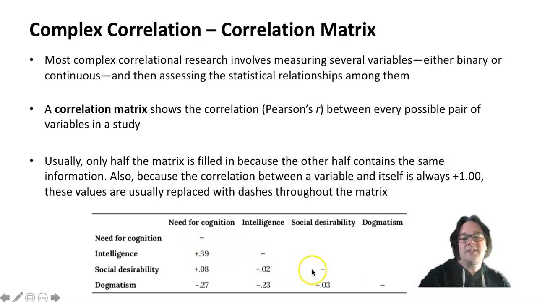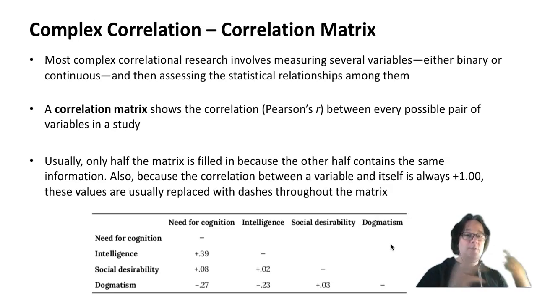And where there are dashes here in the SPSS output, we would see ones, because need for cognition, variable X, would be perfectly correlated with itself, variable X, right? So it's kind of useless information. We tend to substitute those ones with some dashes, and we just get rid of the redundant information just to make it easier to visualize.